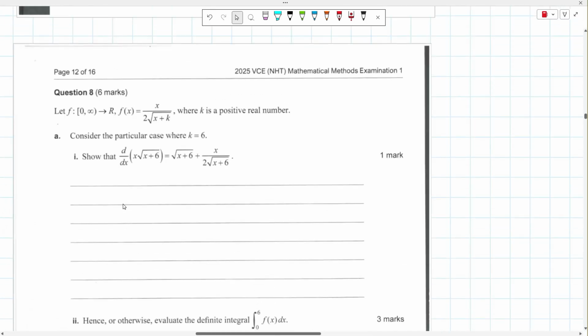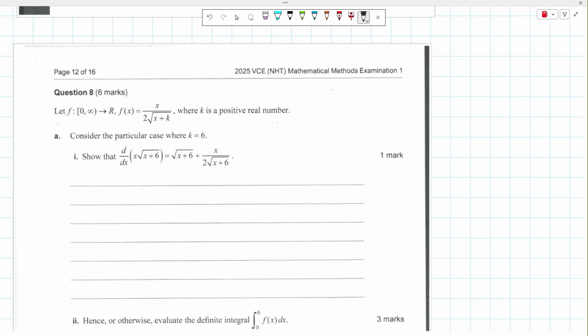Let's try this. The last question on the exam, question 8. So f is a function from 0 to infinity for a domain, where f of x is equal to x over 2 times square root of x plus k, where k is a positive real number. We're going to consider the particular case when k is equal to 6.